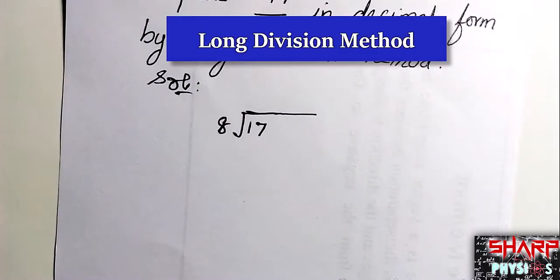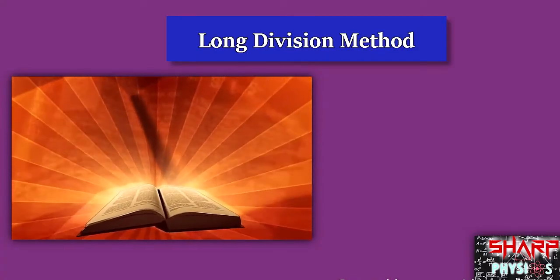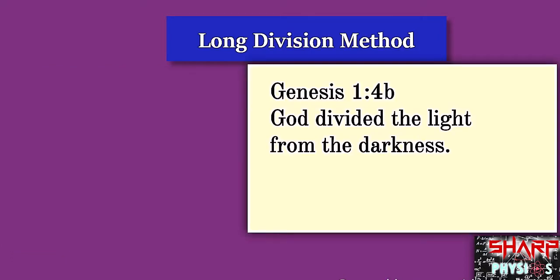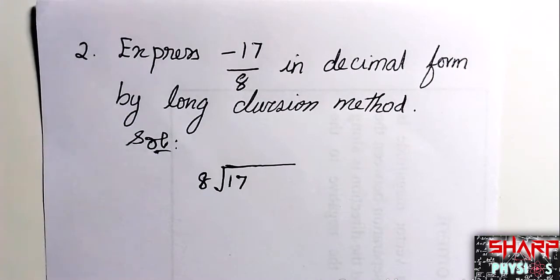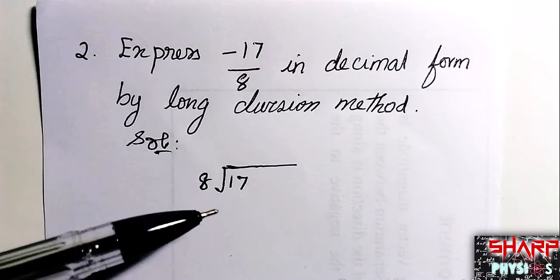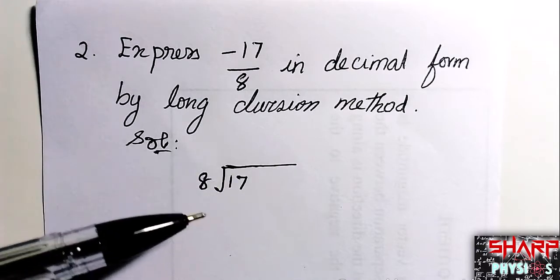So you can see here, division is not a new concept, but from the beginning of the creation of the world, God did a long division. If you turn to the Bible, Genesis 1:4, second part, God divided the light from the darkness. Minus 17 by 8. So this is a negative number. The previous one you saw as a positive number. Now take 17 inside and 8 outside of the division.